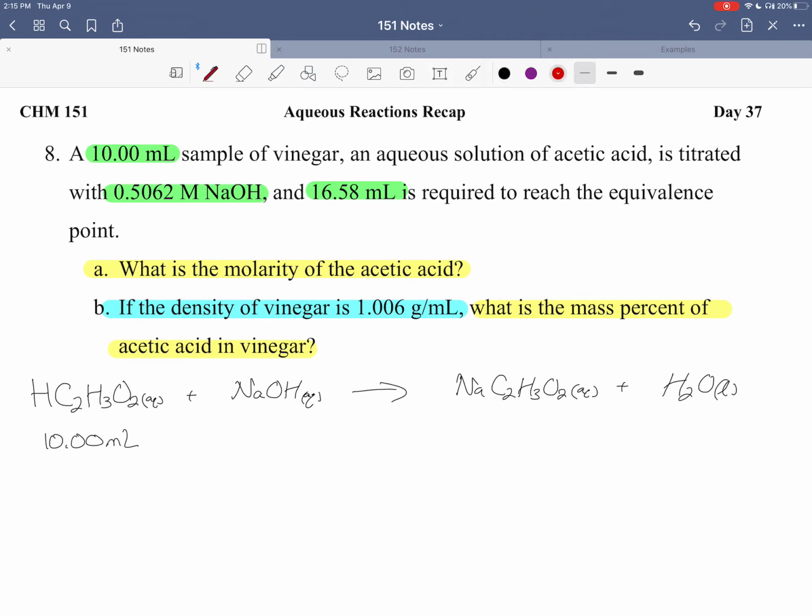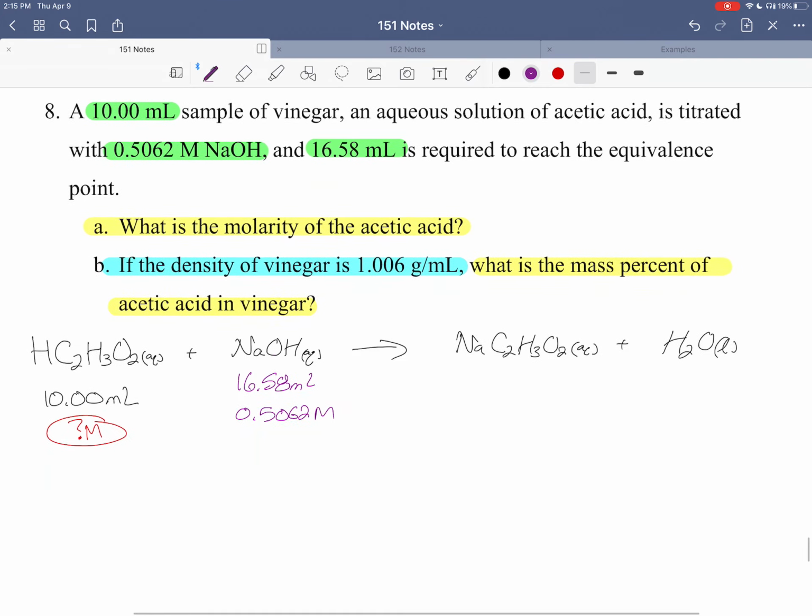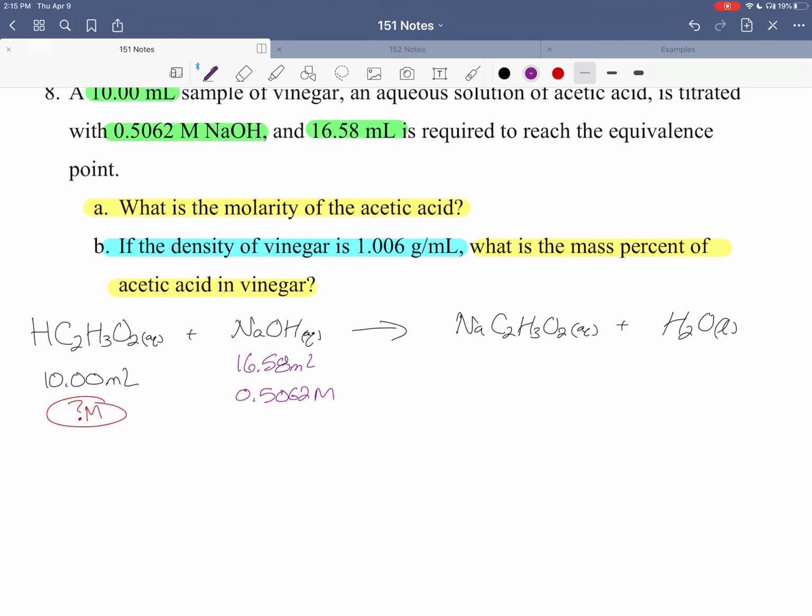milliliters. I want to know the molarity. We have 16.58 milliliters and 0.5062 molar. All right, we know it's not a limiting reactant problem because there's no way to get moles of vinegar. I'm looking for that, right? That's what I'm looking for. So I start with what we know.